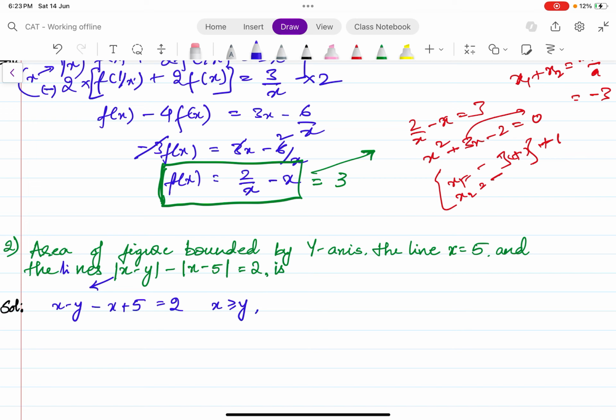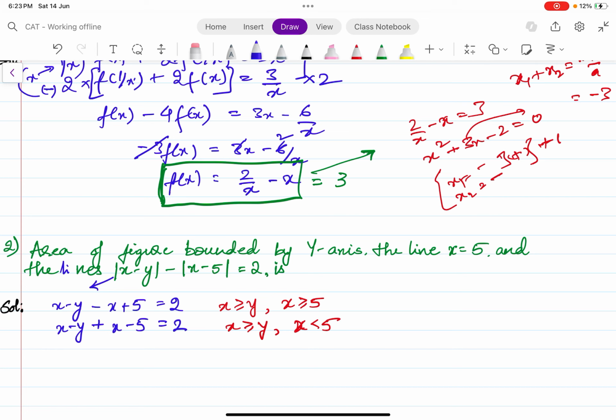x is greater than or equal to y, and then okay, let me edit it in a different color. Right, x is greater than or equal to y and x is greater than or equal to 5. For this it is true, correct? So the next equation would be x minus y plus x minus 5 is equal to 2. So what are the conditions there? x is greater than or equal to y, then x is less than 5, not equal to, it is less than 5.